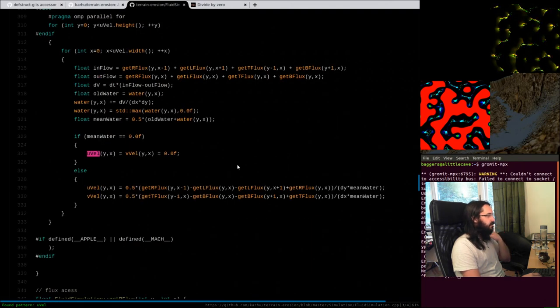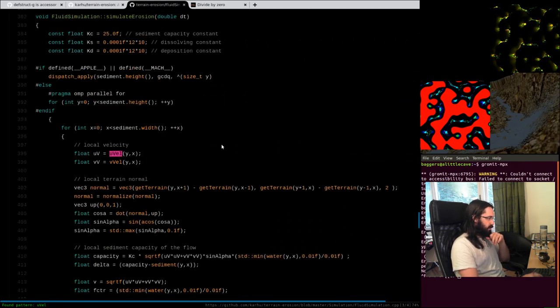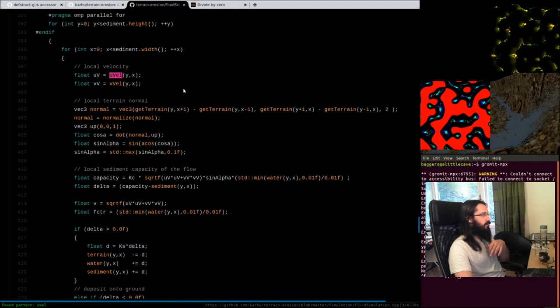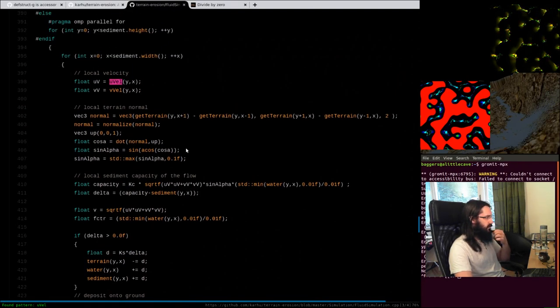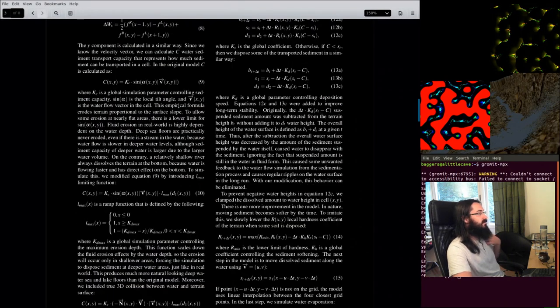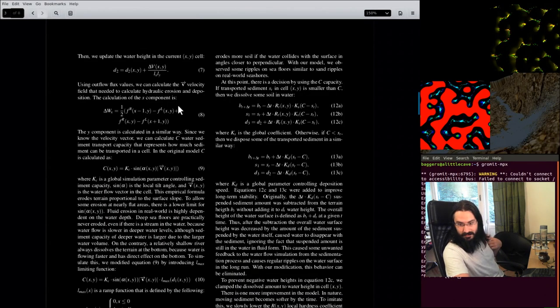Okay, so this is how we calculate the velocity field as well. So it would seem that this person is going for a simplified capacity definition, which is fine, but it doesn't help us, unfortunately. Let's go back to the paper and read this section again. Hopefully we can glean something.